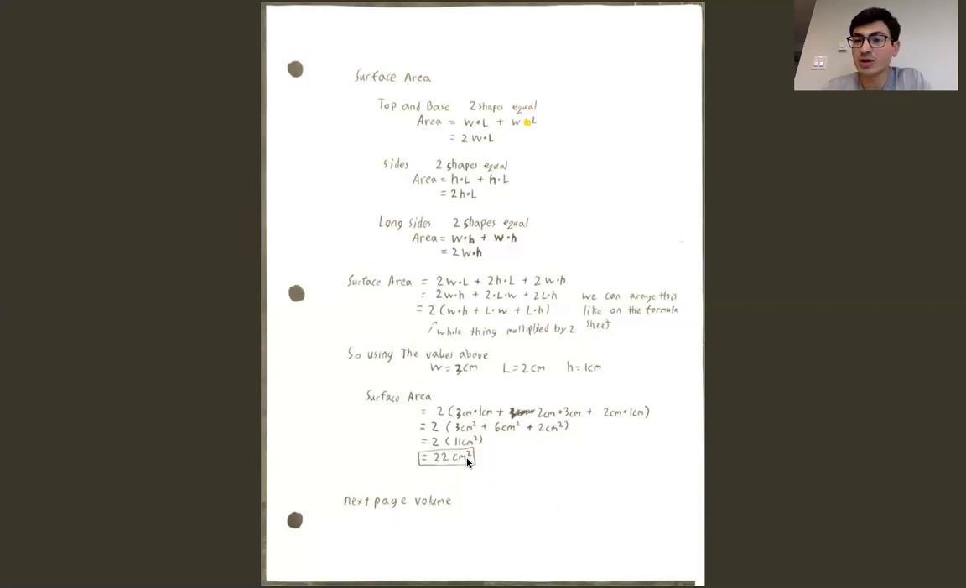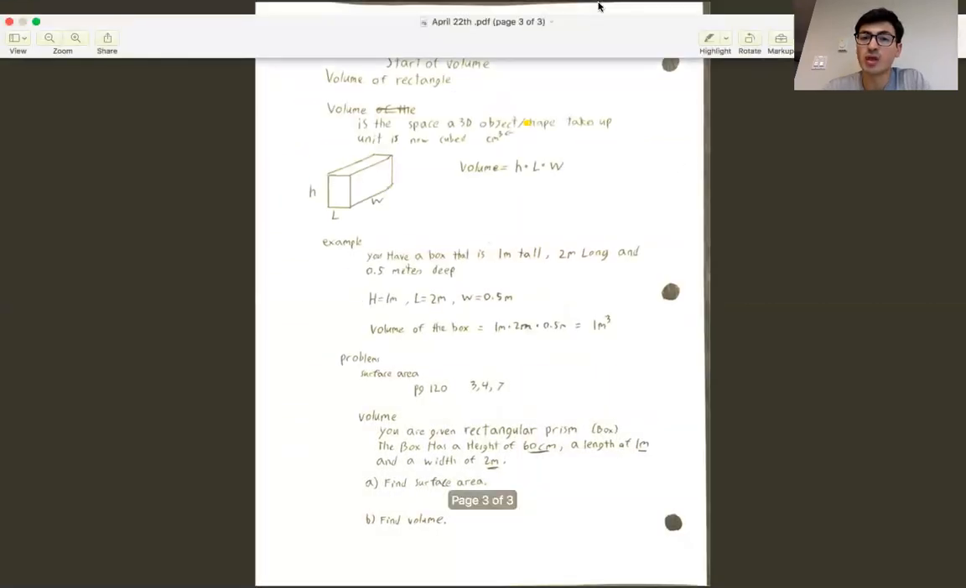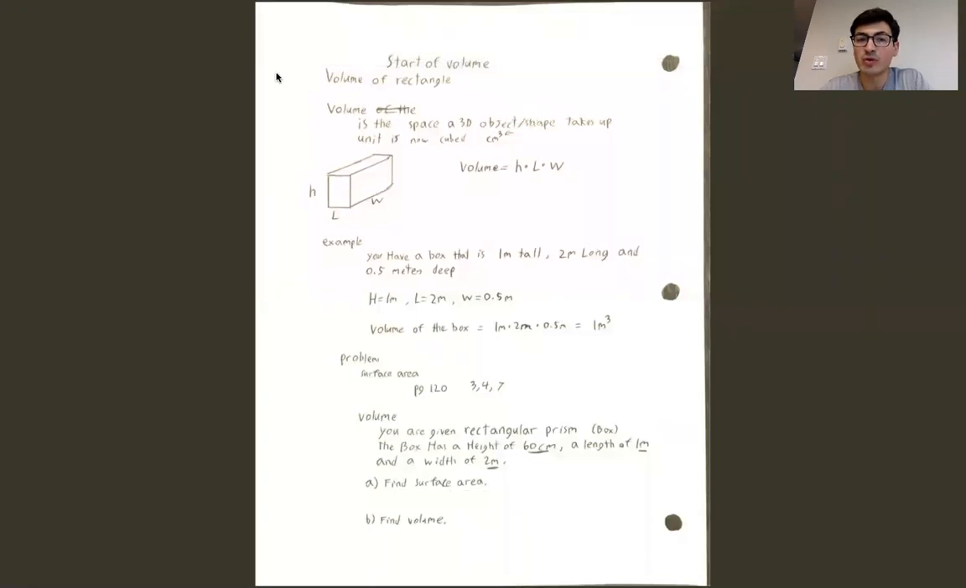Now I'm just going to quickly introduce you to volume. We're going to do a quick review on area for Friday's class, and then Monday we'll start back on volume. I just wanted to introduce it because I thought it'd be good to connect the difference between surface area and volume.